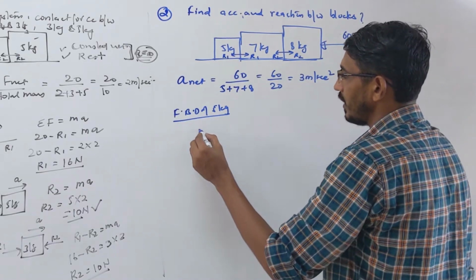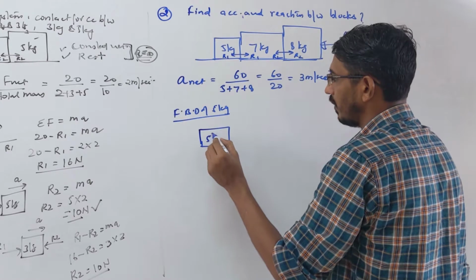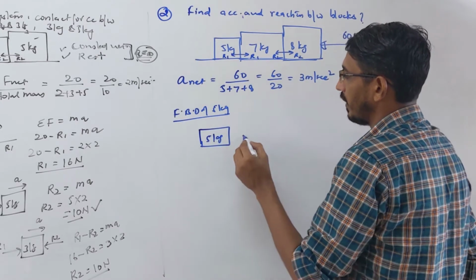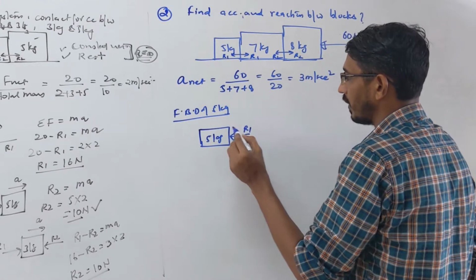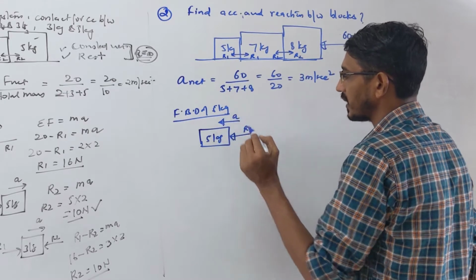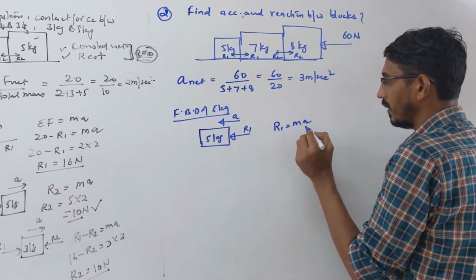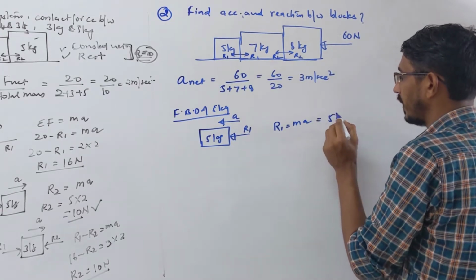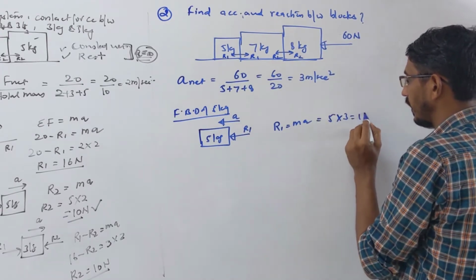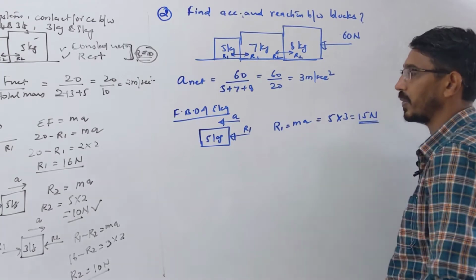Yeah, 5 kg FBD I am writing here, 5 kg. What forces are acting? Reaction force R1 here, accelerating in that direction with acceleration a. So only one force acting, R1 is simply equal to ma. Mass is 5 kg, acceleration we found is 3, so the reaction becomes 15 Newton.